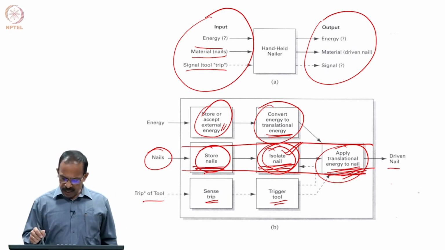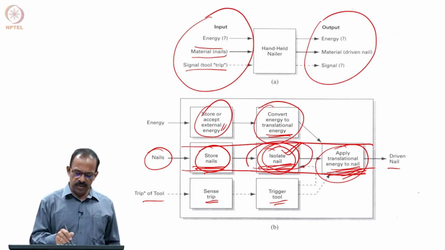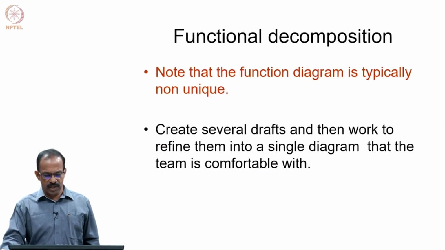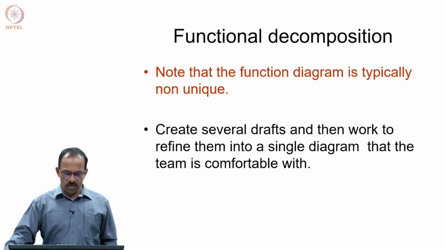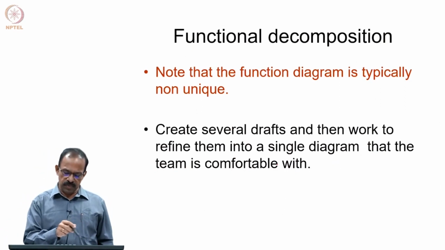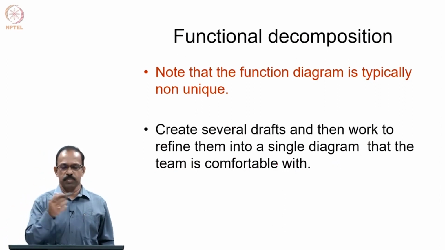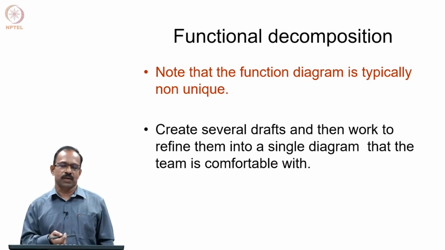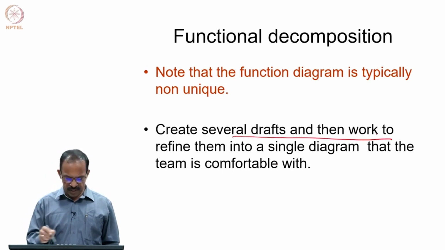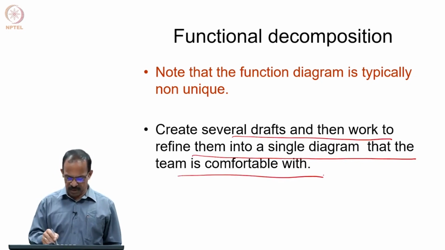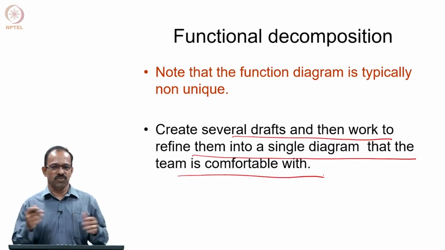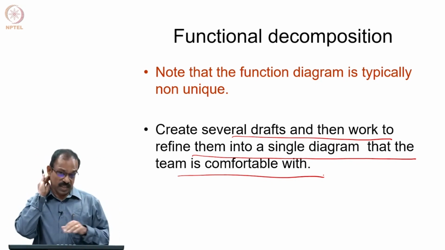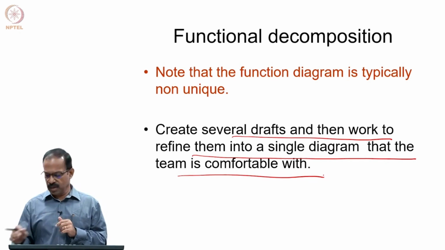So, this is the way we do it, and then the question is how will I come up with a concept for this. For isolate nail, or whatever function you identify, you can come up with a concept. This functional decomposition which I showed you need not be unique, as we already mentioned. Depending on the person and depending on your focus, you can have a different decomposition. You can create several drafts and then work to refine them into a single diagram that the team is comfortable with. Whenever it is a complex one, there will be multiple ways you can do the decomposition. So, you can decompose it in different ways and then consolidate that into a single decomposition.